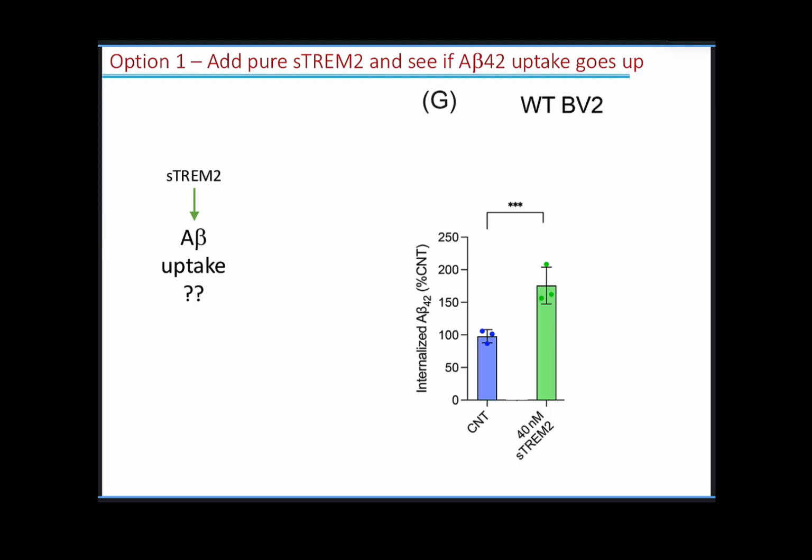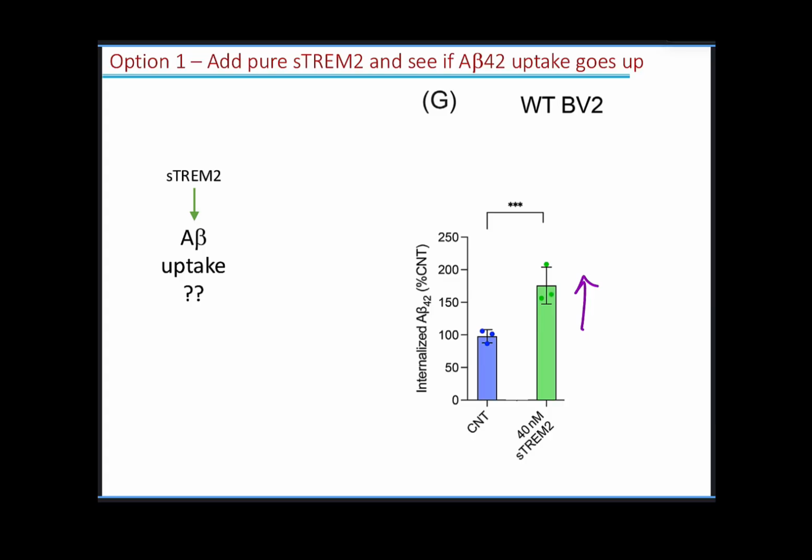They simply took 40 nanomolar concentration of recombinant soluble TREM2 that they added to the media, and they incubated the cells with that, with a STREM2 spiked culture media, and they saw that the A beta uptake was significantly upregulated. So that's one way. That's what I call their option one. What might be another way?